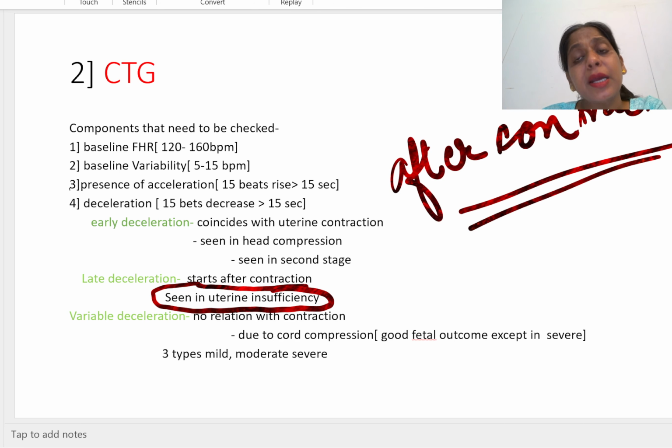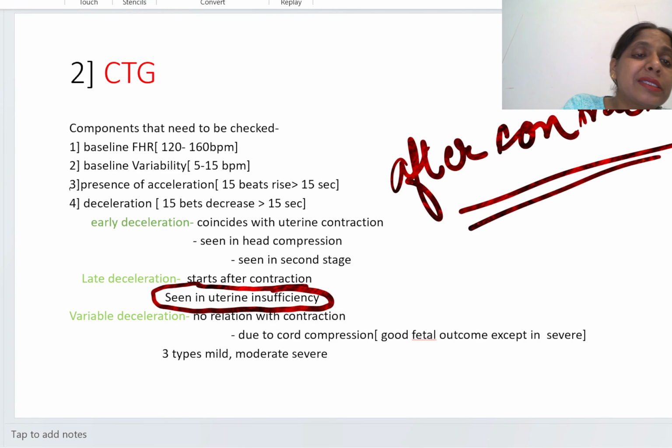Early deceleration coincides with contraction and is seen in head compression, with no effect on the fetal outcome. Late deceleration starts after the contraction, affects the fetal outcome, and is seen in uterine insufficiency. Variable deceleration has no relation with the contraction, and it is due to cord compression. Usually it doesn't affect, but there is a case when it affects, when it is severe. So let's see what is severe.